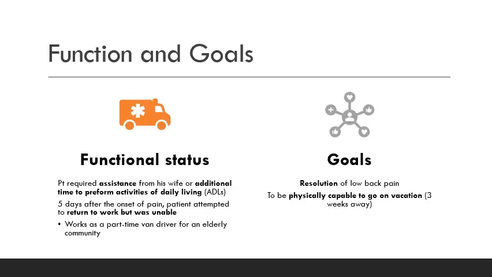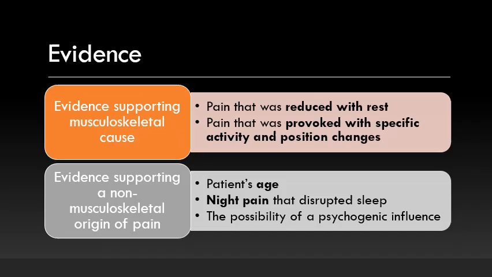The patient was unable to do any activities of daily living without assistance from his wife or additional time, and he was unable to return to work. As far as goals, he wanted a complete resolution of his back pain, and he wanted to be physically capable to go on vacation 3 weeks from the PT eval. This is a summary of the evidence, both supporting and rejecting a musculoskeletal cause for the pain.